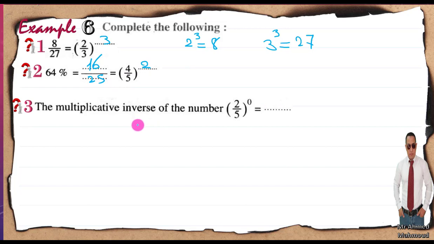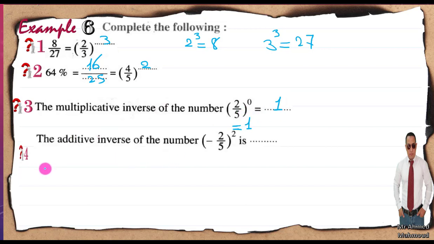Number 3, the multiplicative inverse. Remember with me the multiplicative inverse. First, 2 over 5 all power of 0 equal 1. Okay, what is the multiplicative inverse of 1? The multiplicative, we switch the fraction upside down. So this is 1 over 1. So I'm going to switch it into 1 over 1 also. So its multiplicative inverse equal 1. Because 1 over 1 equal 1.